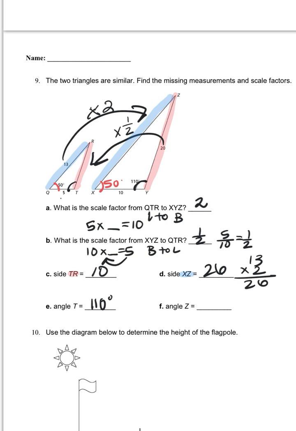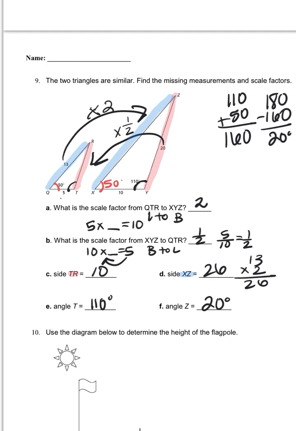So now I'm going to have to figure out what is the missing angle. So I'm going to add 50 and 110 to give me 160. Subtract that from 180, and you're going to be left with 20 degrees. So angle Z is going to be a 20-degree angle.